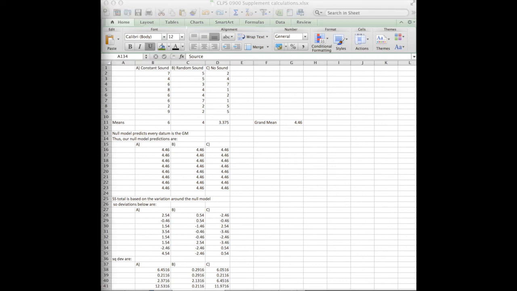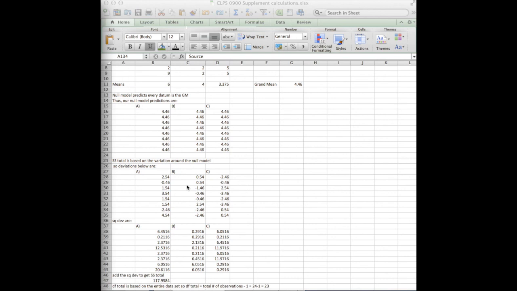4.46. So now we have to look at what the null model predicts. And the null model predicts that each of the data points in our set can be predicted by the grand mean. So what that means is that in this example we had 24 observations. So therefore each of our 24 observations would be the grand mean. So this is illustrated here, and as you can see, every single value that our null model predicts is the grand mean.